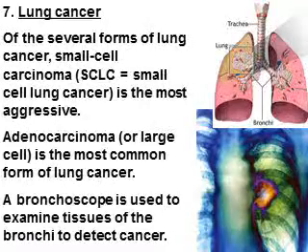In lung cancer, you have what are called SCLCs. Those are the small cell lung carcinomas. These are the ones you don't want. They are very aggressive and account for many of the deaths. Adenocarcinoma, or large cell, is more common, thankfully, and a little more treatable. We use a bronchoscope to examine the bronchi to determine the extent of the cancer in the lungs.